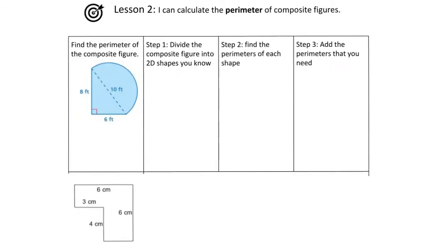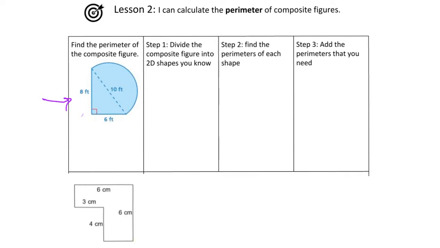Okay, we're going to start with perimeter and work our way towards area. So the first thing is we have this shape right here.